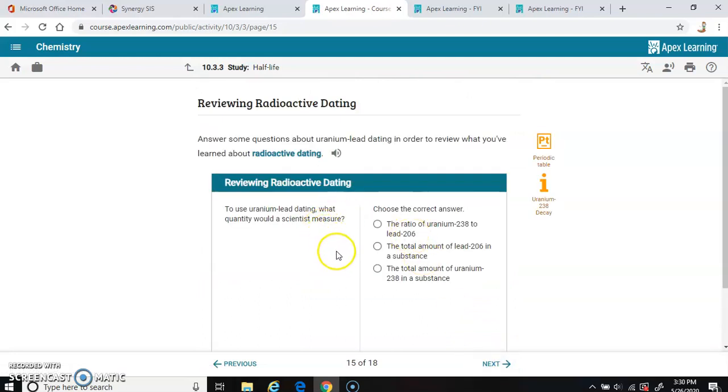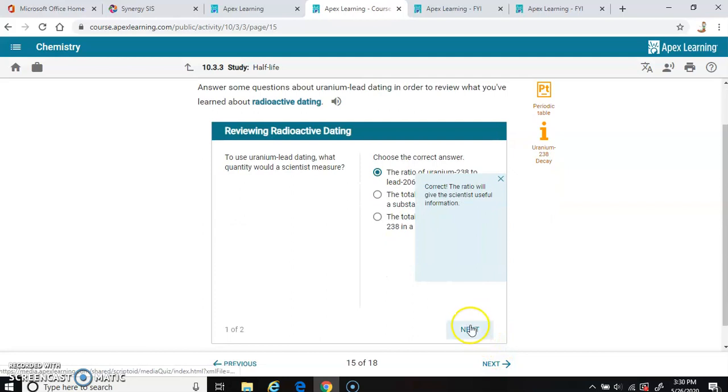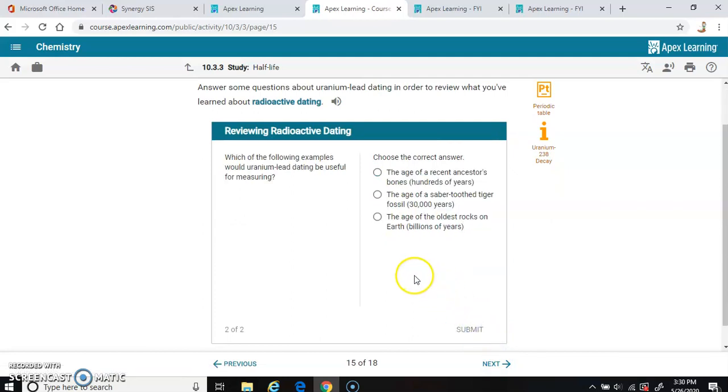So let's review a bit of these. To use uranium dating, what would a scientist want to measure? We're going to measure the ratio. Whenever you're talking about dating something, you're measuring the ratio of the uranium to the lead. Now, which of the following would be useful for measuring? You don't want something that's hundreds of years. You don't want something that's 30,000 years, because you could do that for carbon, but the age of the old one is wrong.